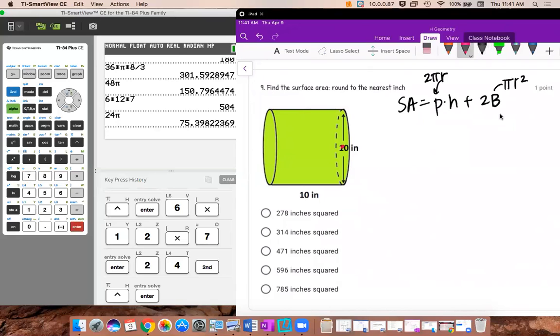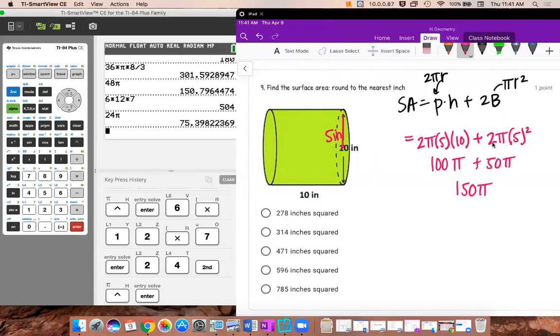Okay, so we do need the radius. If that's 10, that means your radius is 5 inches long. So then we've got the perimeter, 2 pi 5, times the height, which in this case is 10, plus 2 pi 5 squared. So this is 5 times 10, which is 50, times 2, so this is 100 pi, plus 5 squared is 25, plus 2 is 50 pi. So this is 150 pi inches squared.